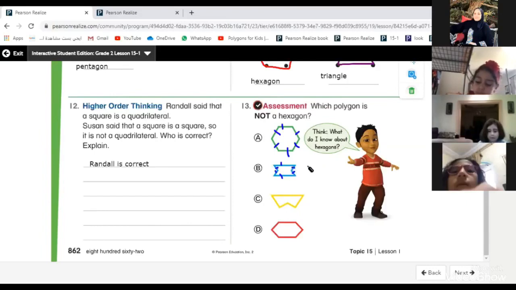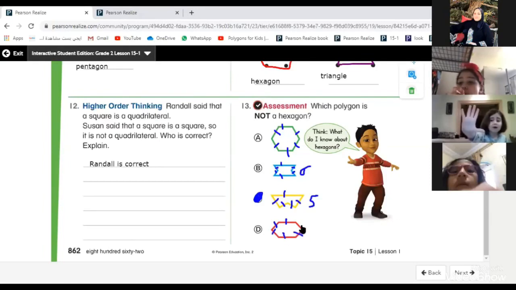It is hexagon or no? No. Why? Let us see this one. 1, 2, 3, 4, 5. Not hexagon. It is? Not hexagon. Let's make sure this letter D. 1, 2, 3, 4, 5, 6. It is hexagon. That means letter B, it is what? Not hexagon.